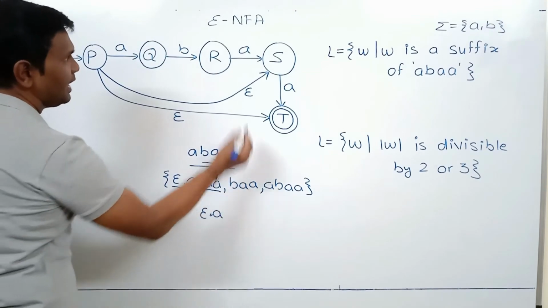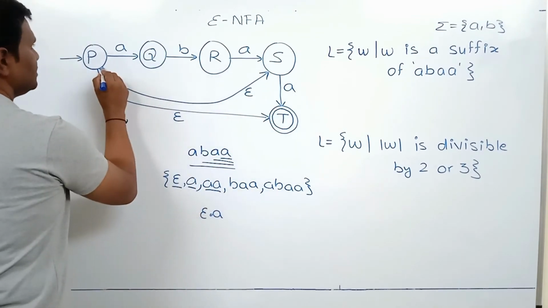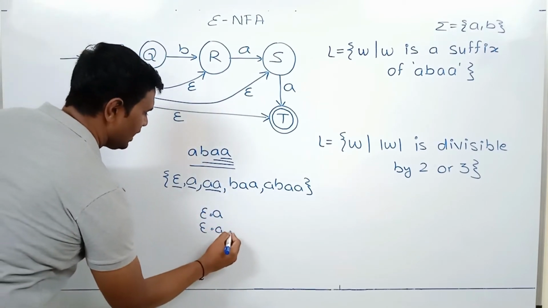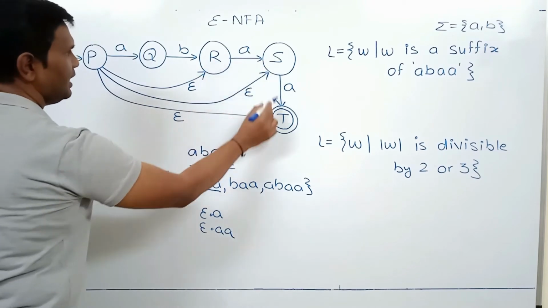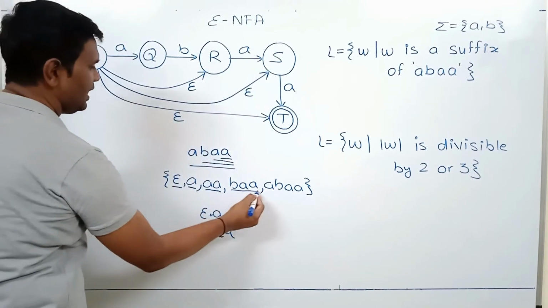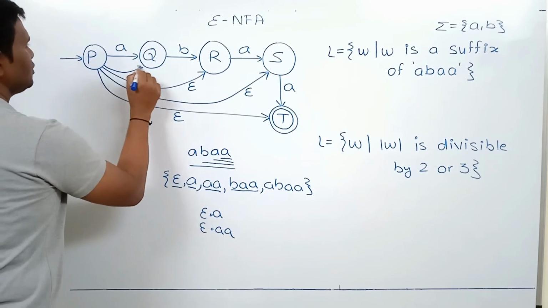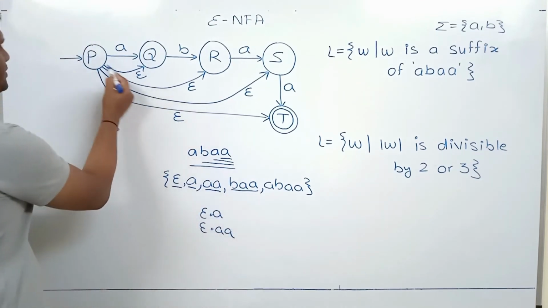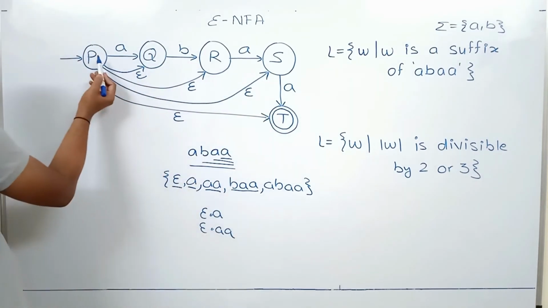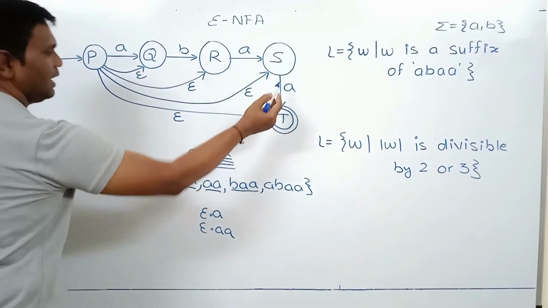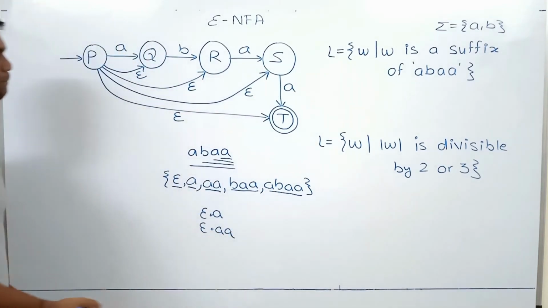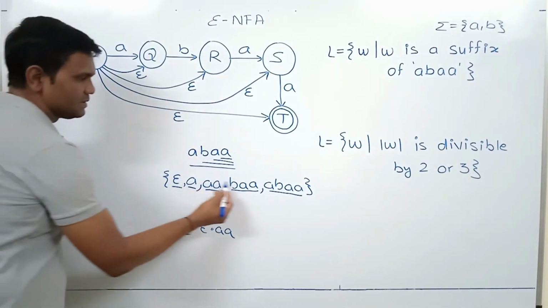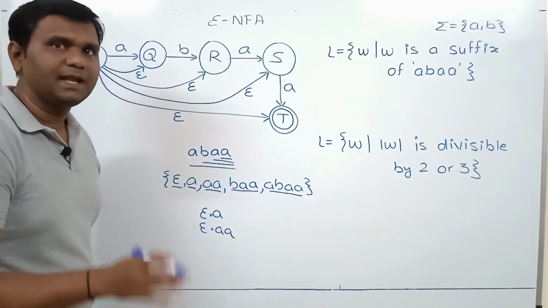Now we have to accept AA. AA is over here. We add this transition. So epsilon AA, the string is accepted. For BAA, similarly we add a transition over here. This is an epsilon move. So we have accepted BAA also, epsilon BAA, and ABAA, we accept this string also. So this is the required epsilon NFA. It accepts these strings and it does not accept any other string.